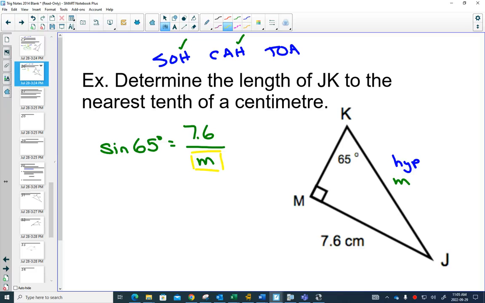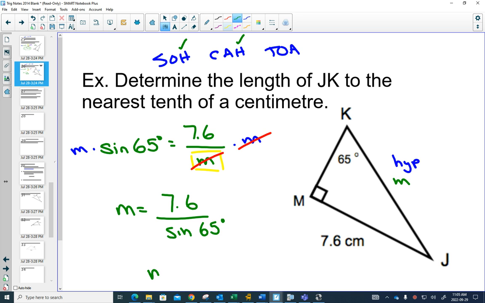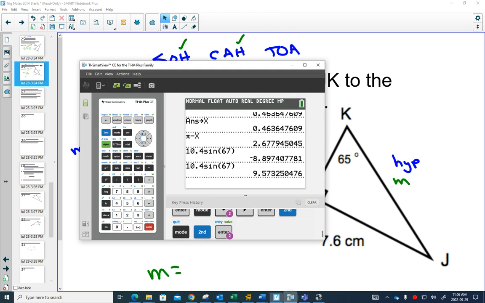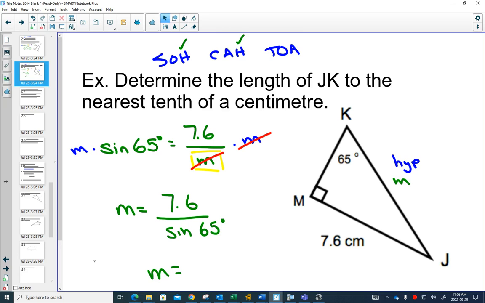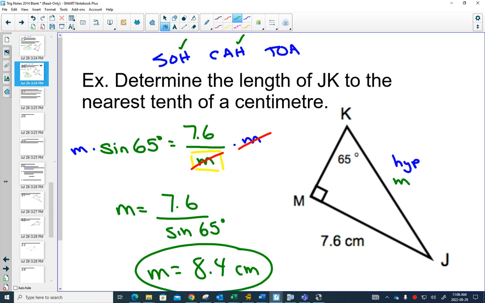So we take our time first, multiply both sides by m to move it to the top. These ones would cancel. Now I could divide both sides by sine of 65 to get the m by itself. Go to my calculator, 7.6 divided by sine of 65, 8.385, nearest tenth, 8.4 centimeters.